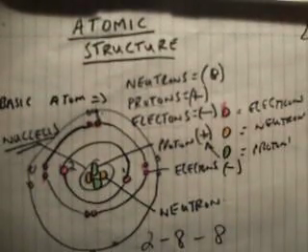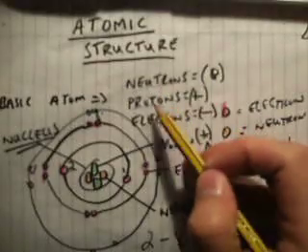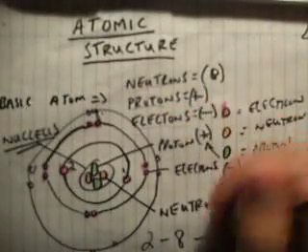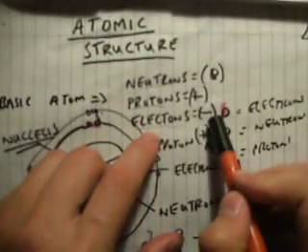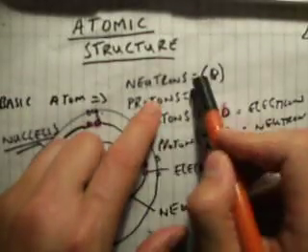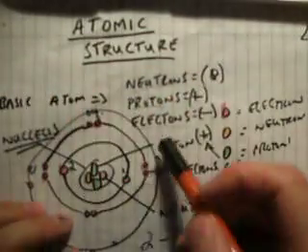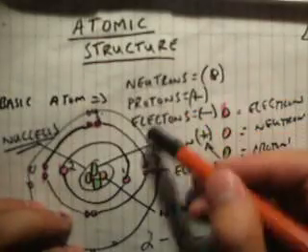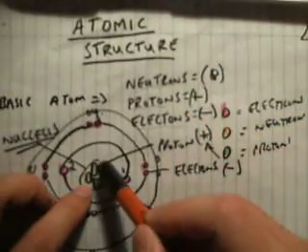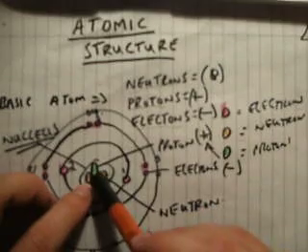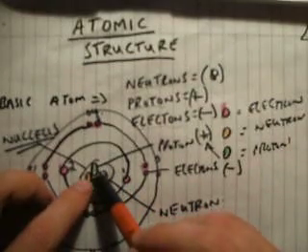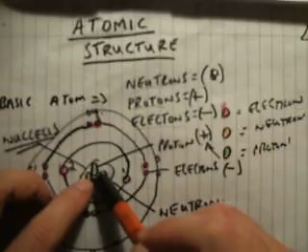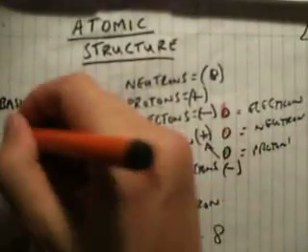Your protons are positively charged. Your electrons are negatively charged, and your neutrons have no charge. Alright, how they're arranged in an atom. In your nucleus, you have your protons and your neutrons clumped together. So your nucleus is positively charged.